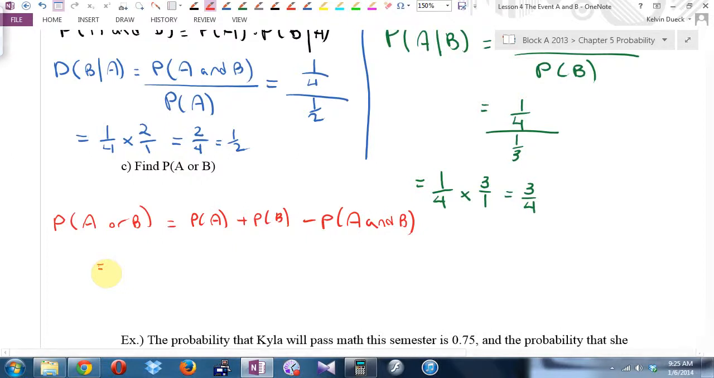Did they tell me the probability of A? 1/2? Did they give me B? 1/3? Minus, did they give me the overlap? 1/4? What does or mean? Add. Oh. Can I just add these? Oh, no. Adding and subtracting, Kayvon, I need a common denominator. I got a 2, a 3, a 4. What would my common denominator be? 12. So it's going to be 6 out of 12 plus 4 out of 12 minus 3 out of 12. What is 6 plus 4 take away 3?